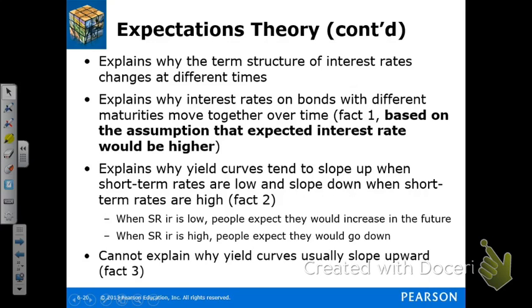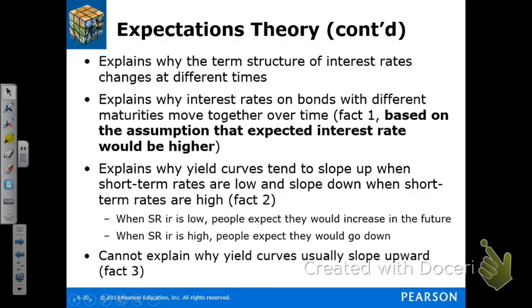So obviously from our experience, we know that expectation theory doesn't make any sense, but we use it anyway because it has some theoretical underpinning. Rational expectation is a very powerful idea. Okay, it can also explain why yield curve tends to slope up when short-term rates are low and slopes down when short-term rates are high. How do you think that can happen?